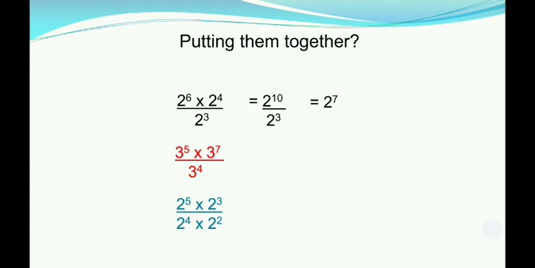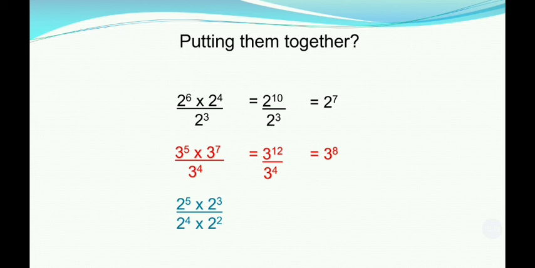So coming to the next example, that is 3 to the power of 5 into 3 to the power of 7 divided by 3 to the power of 4. So here we can add the powers in the numerator, that is 3 to the power of 5 plus 7. So it becomes 3 to the power of 12 divided by 3 to the power of 4. So this is equal to 3 to the power of 12 minus 4, that is nothing but 3 to the power of 8.